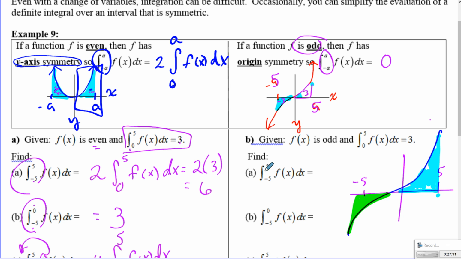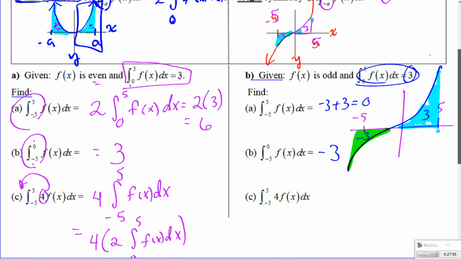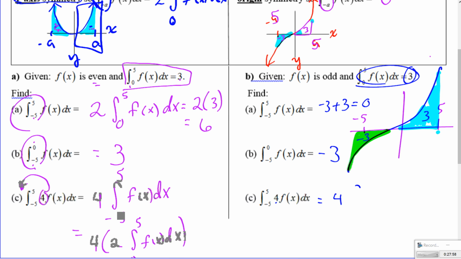I know I've got some positive, some negative. Now, negative 5 to 5, this would be a negative 3. This would be a positive 3. I'm picking up from there. This would be then negative 3 plus positive 3 gives us 0. And finally, last one, negative 5 to 0 is going to be the opposite area that this one had, so I know that answer is negative 3. And the last one, well, this would say 4 from negative 5 to 5 of f of x dx. Well, 4 times 0 still is zippo.